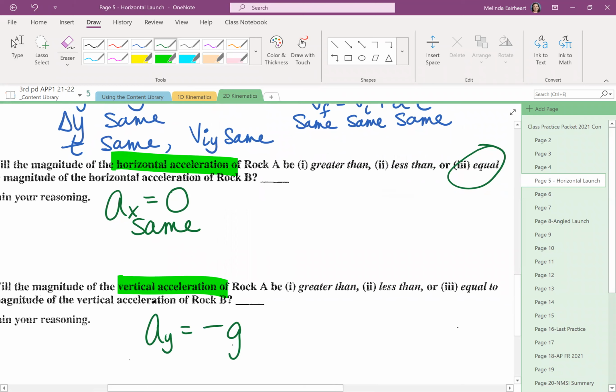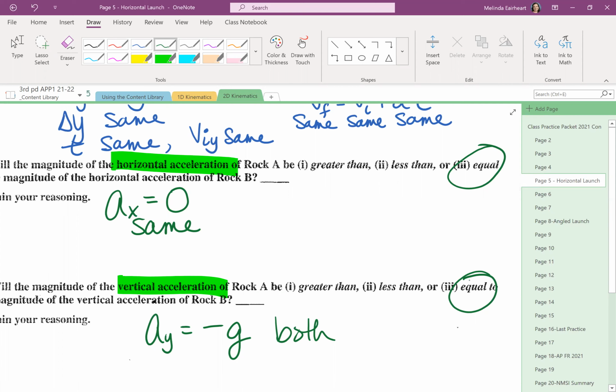Both -10 or negative gravity. And so it would be the same for both, okay? That one's more quick. Those are just the nature of projectiles, the nature of free fall. You didn't have to use an equation to prove that.